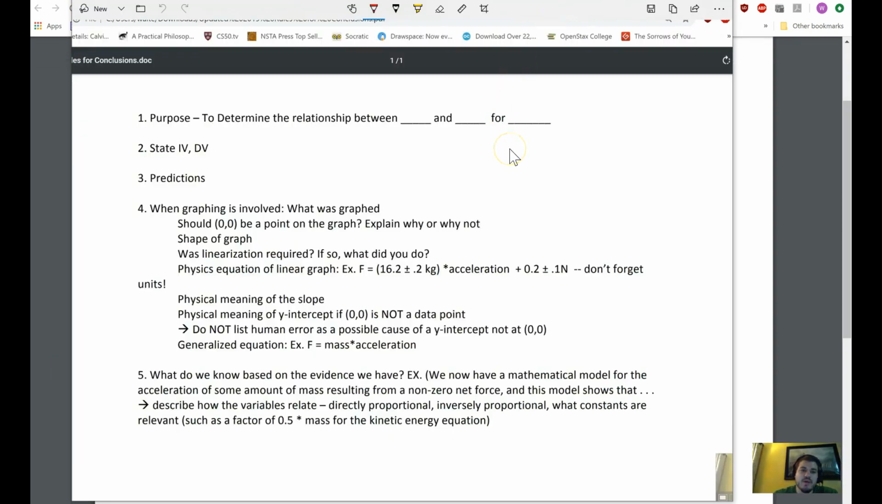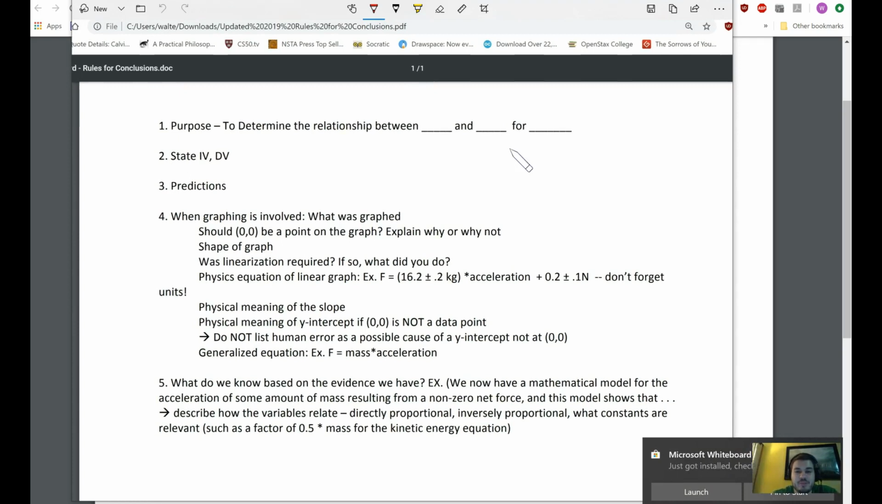All right, so the first thing, the purpose. What are we doing, right? What is the goal of this lab? The purpose here was to determine the relationship between the period of oscillation for a simple pendulum and the length. Determine the relationship between the period and the length for a simple pendulum.